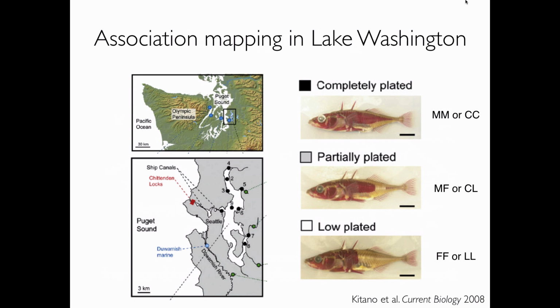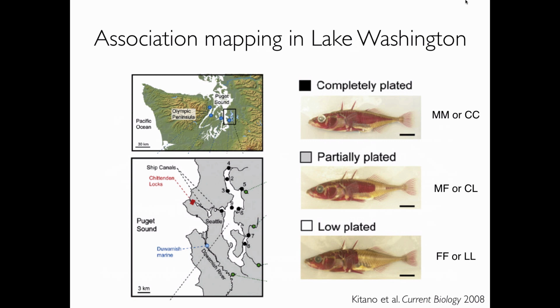So my old office is kind of like right here on Lake Union. And in Lake Washington, we actually found that there's a polymorphic population. So the fish are in freshwater, but they're variable for this plate locus. So a lot of fish are completely plated. So they have the two marine alleles at the ETA locus, or we call them CC, complete. There's also low-plated fish, which have the freshwater alleles at this locus, or the low alleles, and then partially plated fish tend to be heterozygotes at this locus.